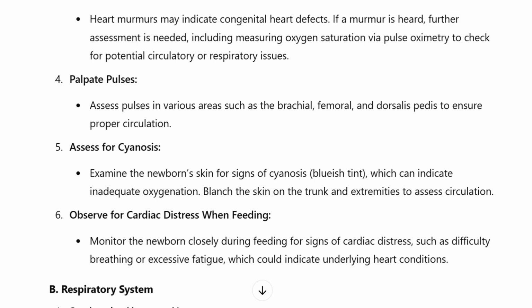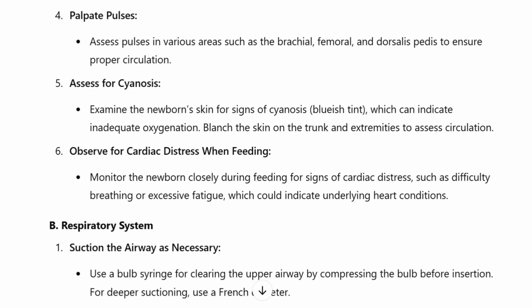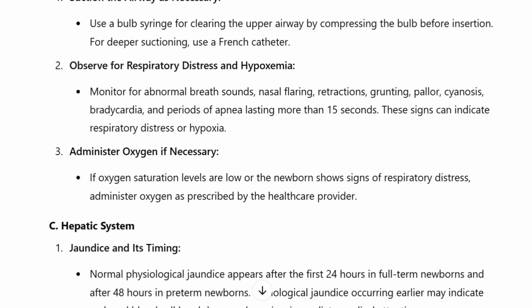B. Respiratory system. 1. Suction the airway as necessary. Use a bulb syringe for clearing the upper airway by compressing the bulb before insertion. For deeper suctioning, use a French catheter. 2. Observe for respiratory distress and hypoxemia. Monitor for abnormal breath sounds, nasal flaring, retractions, grunting, pallor, cyanosis, bradycardia, and periods of apnea lasting more than 15 seconds. These signs can indicate respiratory distress or hypoxia.